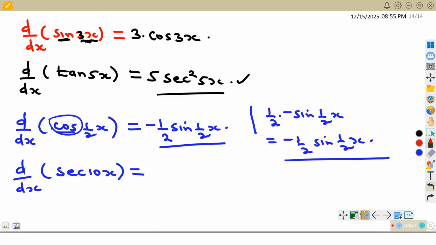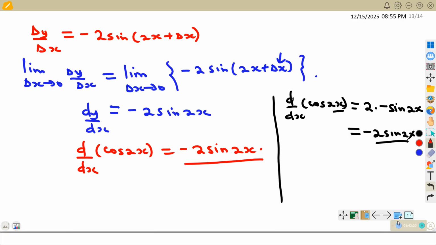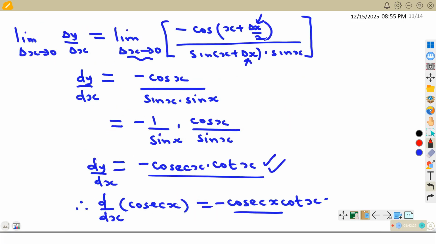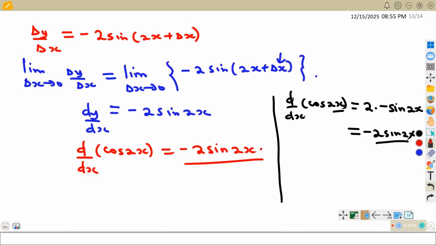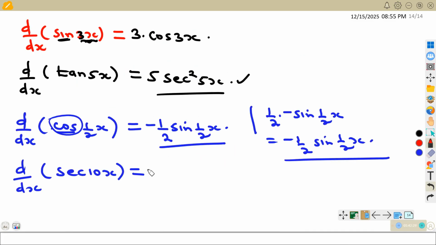You are saying 10 sec 10x tan 10x. Okay. So that is basically what we get: 10 sec of 10x, tan of 10x.